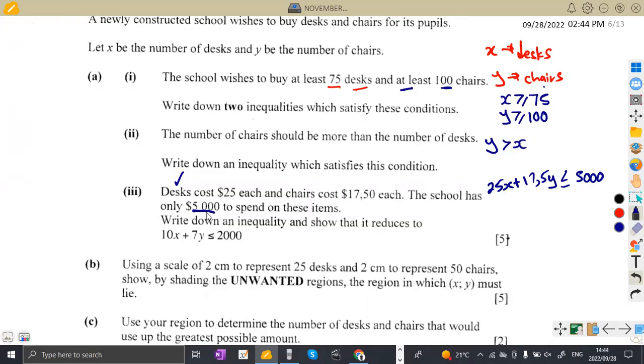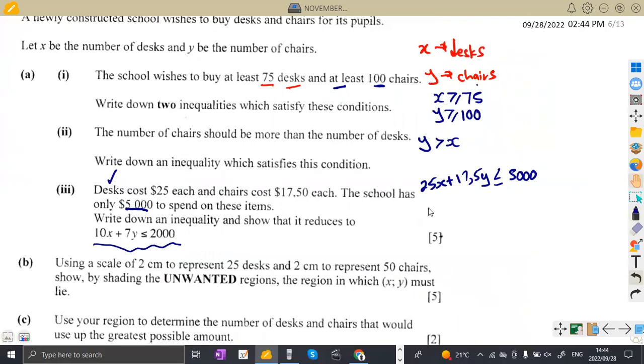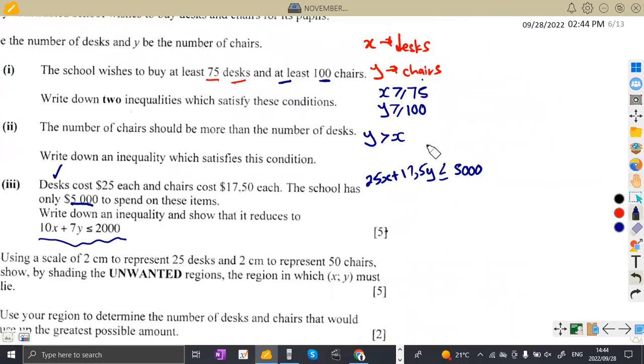But we are asked to write down an inequality and show that it reduces to this one. How is it going to reduce to that? That's what you want to see. We can start by removing the decimal part, which means we have one decimal place here. Since I've got one decimal place, I'm going to multiply each and every term by 10 to remove this decimal. So 25 by 10, that's 250x, 17.5 times 10, that's 175y, is less than or equal to 5,000 times 10, which is going to be 50,000.